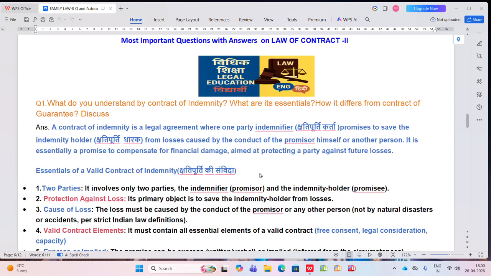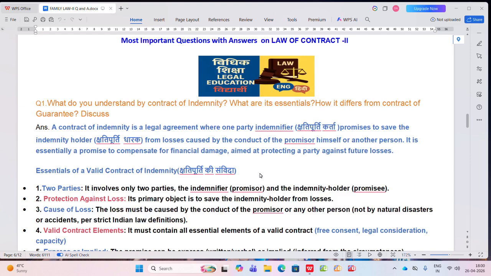So contract of indemnity is a legal agreement when one party promises to save the other party from losses caused by the conduct of the promisor or himself or another person. It is essentially a promise to compensate for financial damage, aimed at protecting a party against future losses. किसी भी पार्टी को फ्यूचर लॉस से बचाने के लिए a contract of indemnity is done.